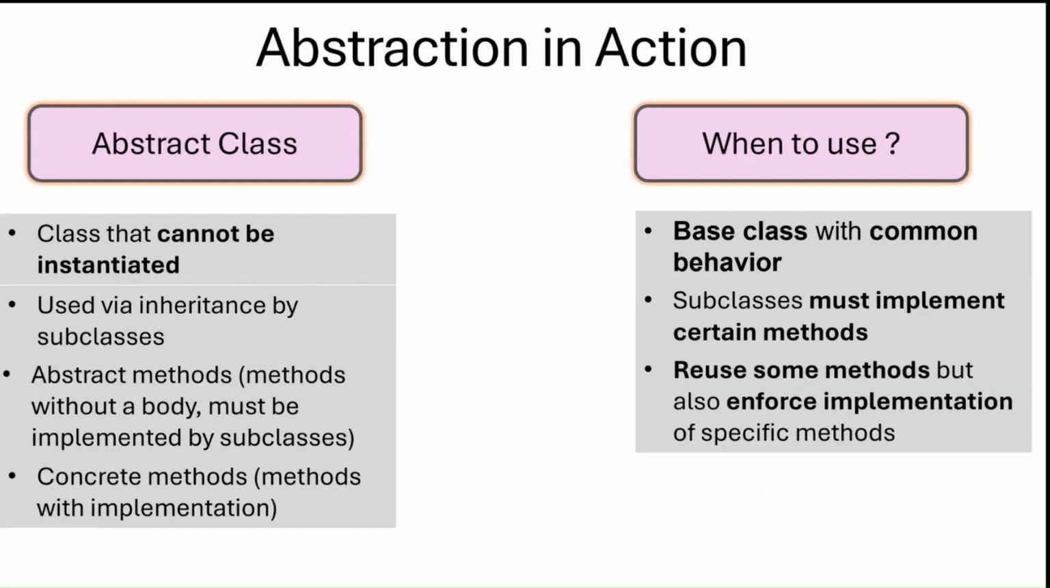And an abstract class also provides the capability to reuse some methods, like concrete methods, right? So it's a combination: we can reuse the concrete methods in that abstract class, and we can also enforce the abstract methods to be implemented by the subclass. So when we need this kind of functionality, the abstract class is the best way to achieve it.